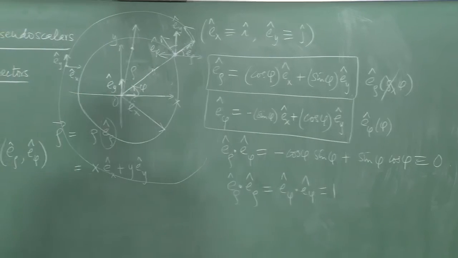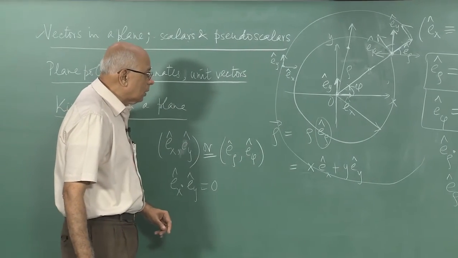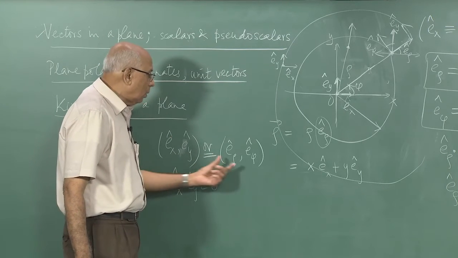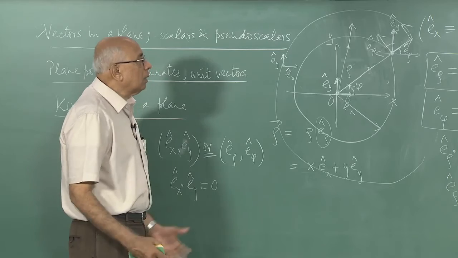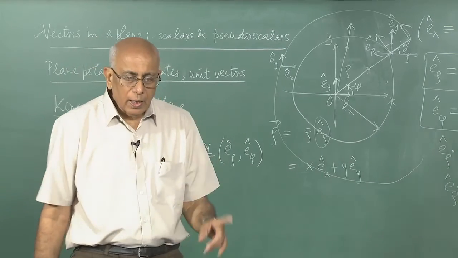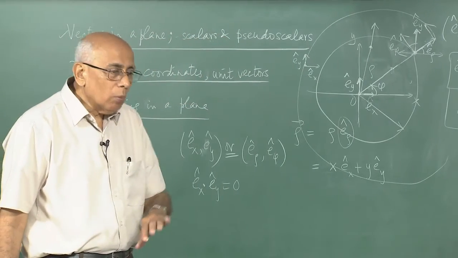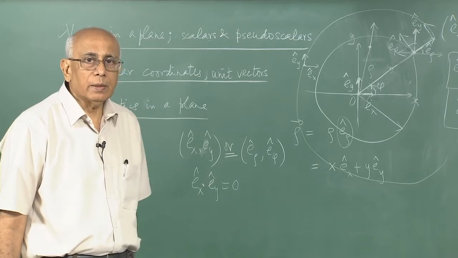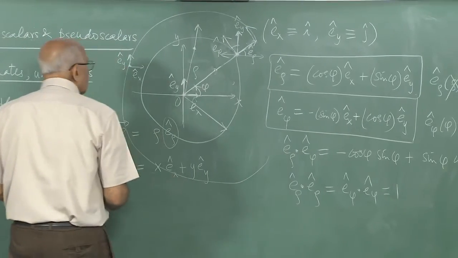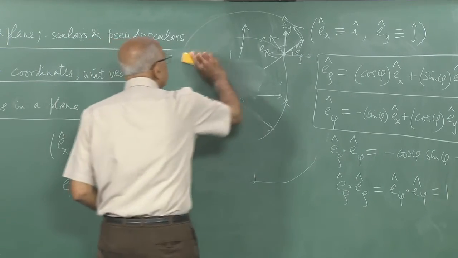So we have another orthogonal set of unit vectors to describe vectors in the plane, either Ex and Ey or E rho and E phi, depending on the application, depending on what you would like to do. The next task now is to see whether we can use this to understand motion of a particle, say in a plane, whether we can understand kinematics in a plane, and this requires the following kind of construction.